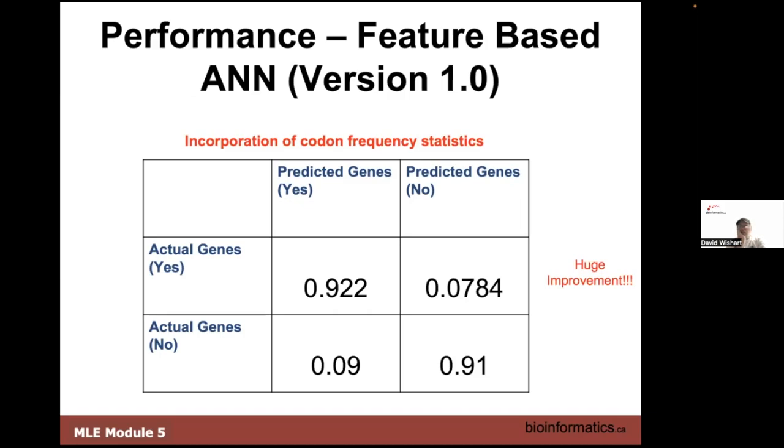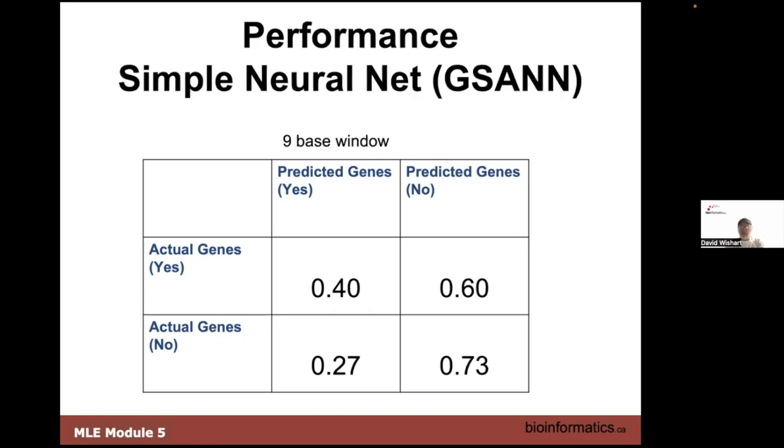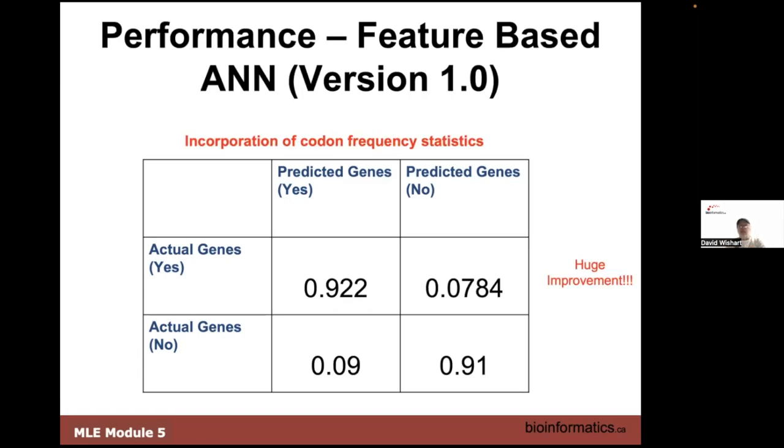Now, if we just put in the codon frequency statistics, this is the version where we filtered. We go from the numbers that we had here, 0.4, 0.73, to 0.92 and 0.91. So that's 92% finding genes and 91% finding the non-coding regions. And we have about a 7 or 8% error on the off diagonal elements. So this is just incorporating the codon frequency, the 12 point vector that we talked about.